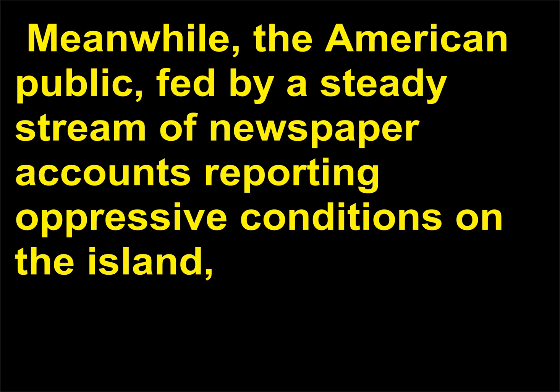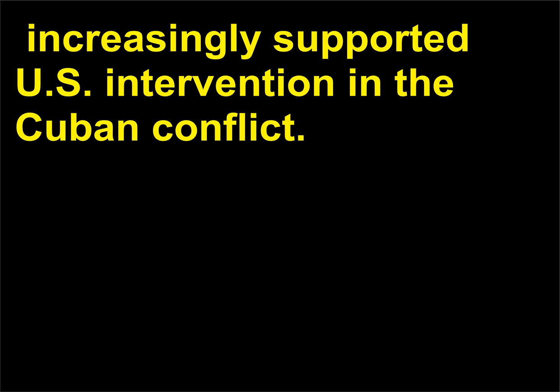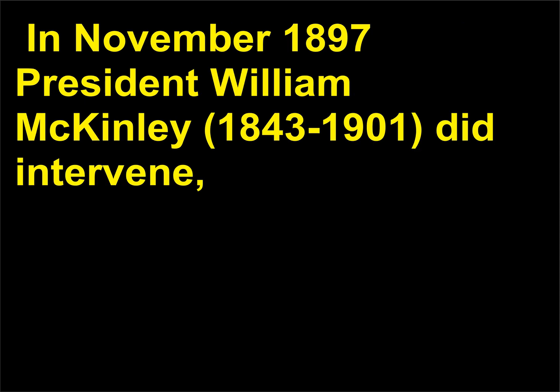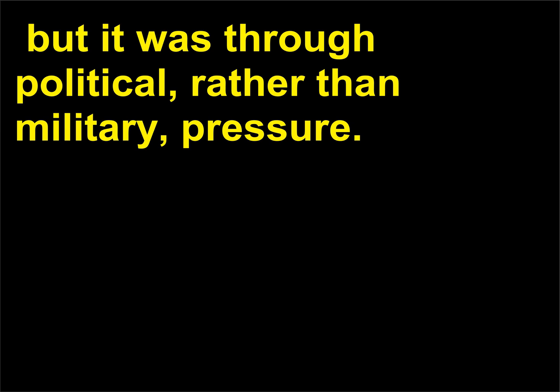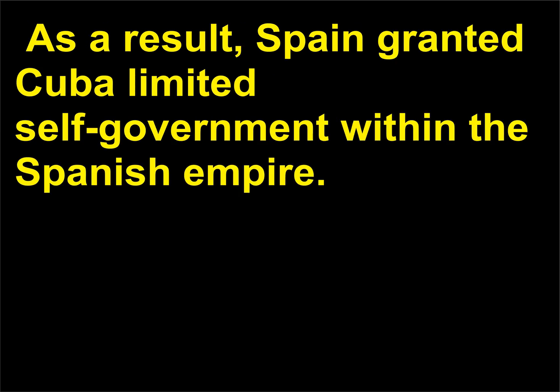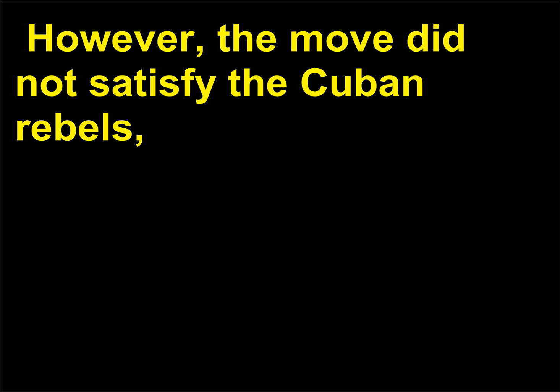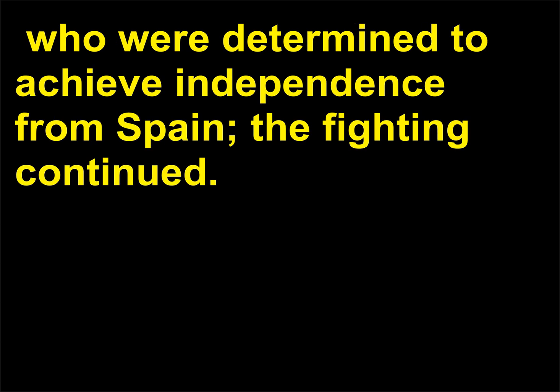Meanwhile, the American public, fed by a steady stream of newspaper accounts reporting oppressive conditions on the island, increasingly supported U.S. intervention in the Cuban conflict. In November 1897 President William McKinley, 1843–1901, did intervene. But it was through political, rather than military, pressure. As a result, Spain granted Cuba limited self-government within the Spanish Empire. However, the move did not satisfy the Cuban rebels, who were determined to achieve independence from Spain. The fighting continued.